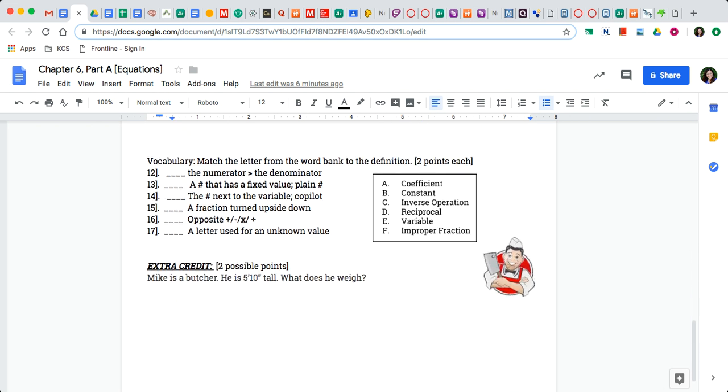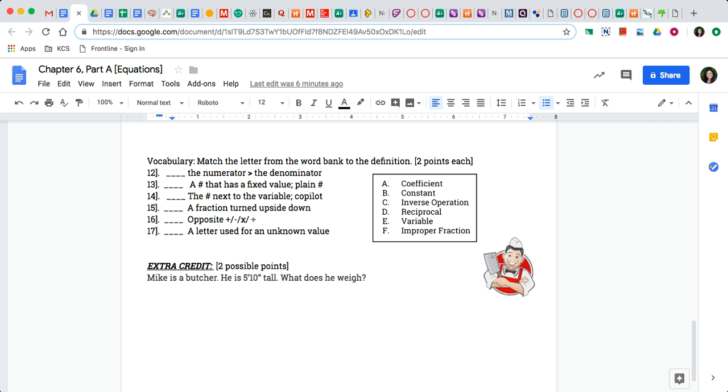And last section, match the letter from the word bank to the definition. This is your word bank. You're going to put your letter to wherever it belongs here. So the first one is, which word means the numerator is greater than the denominator? That's for number 12. The numerator greater than the denominator.